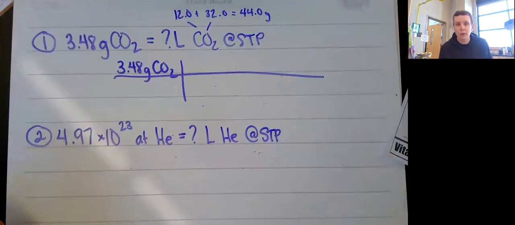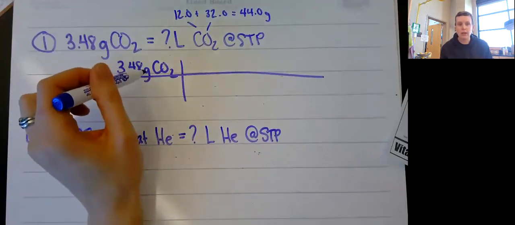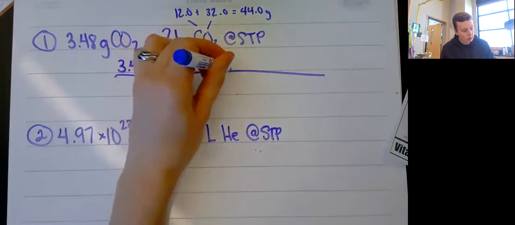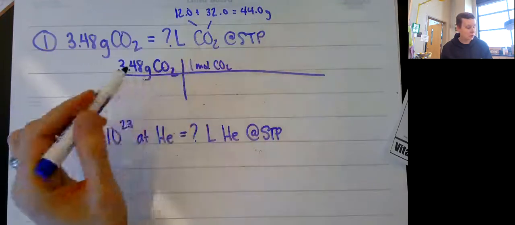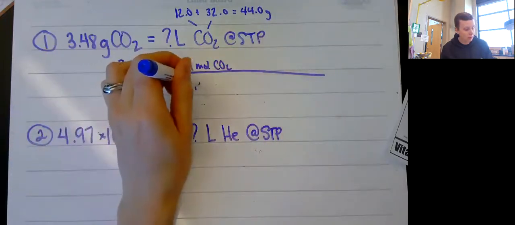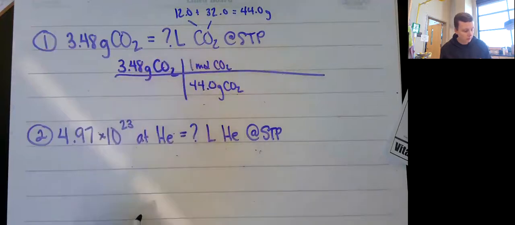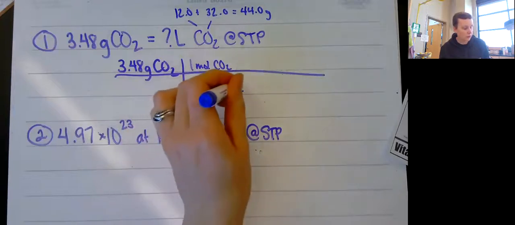So where am I going to put 1 mole? Always ask yourself that. Where does 1 mole go? Well, I'm not trying to cancel moles yet. So I need 1 mole on the top, 1 mole of CO2, and what I just added up is 44.0 grams. And I want to cancel grams, so grams go on the bottom. 44.0 grams of CO2 is 1 mole of CO2. So grams cancel out.